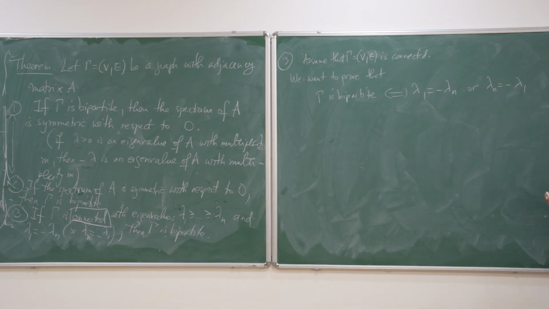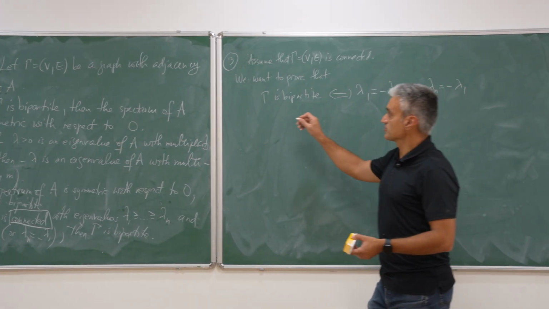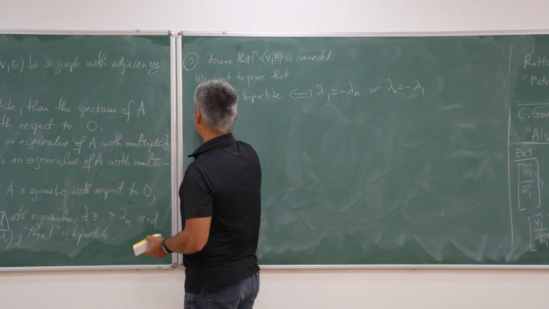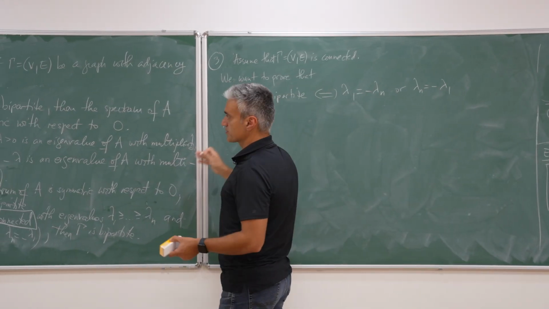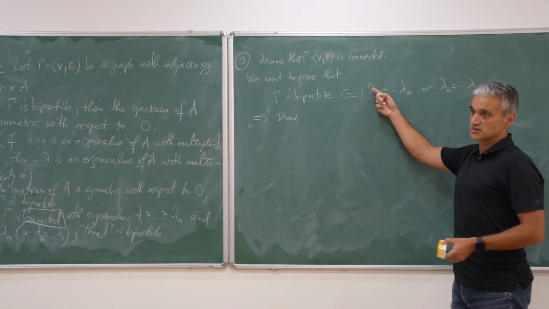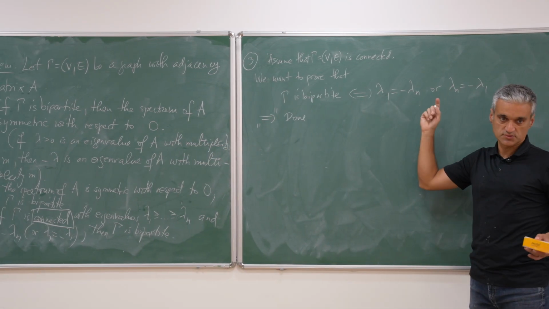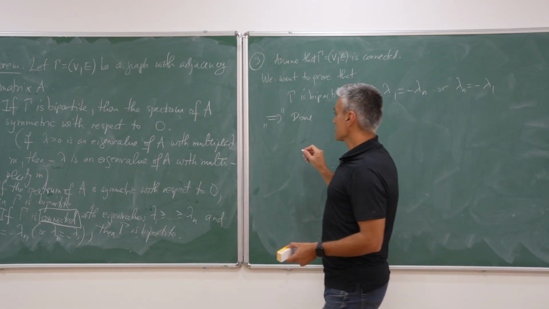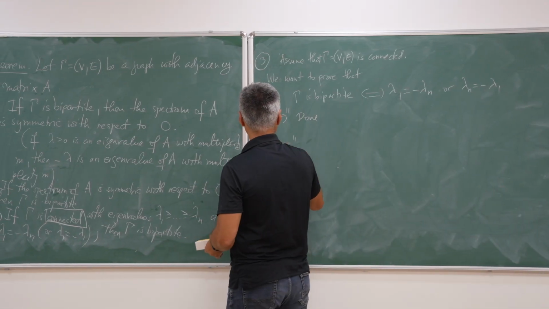One implication is obvious. From here to here, it's already done. If it's bipartite, we proved here that everything is symmetric, including the largest and smallest eigenvalues. So you're done. The harder part is to go this way.